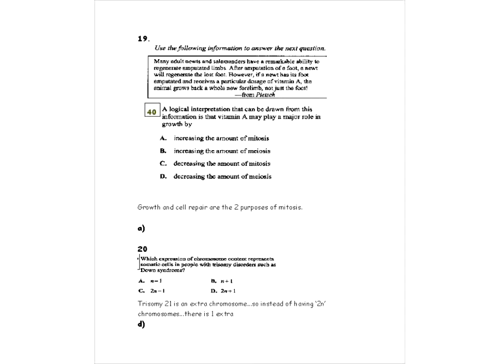All right? And the next question says, which expression of chromosome content represents somatic cells in people with trisomy disorders known as trisomy 21? Okay, so trisomy 21, or Down syndrome, is when you have an extra chromosome. So rather than being 2N, it's 2N plus 1. So it would be answer D.